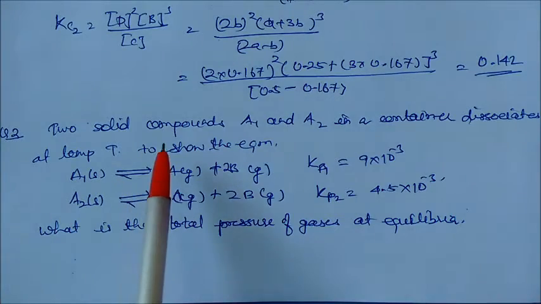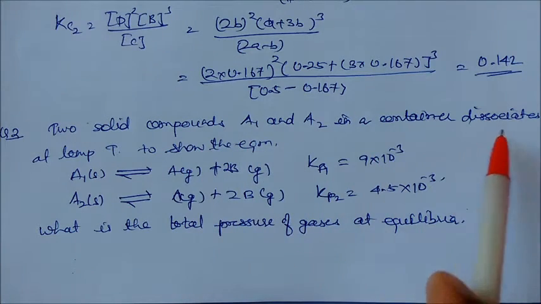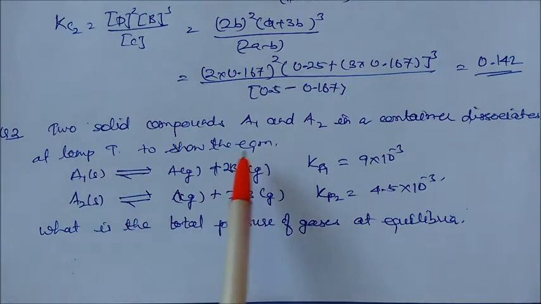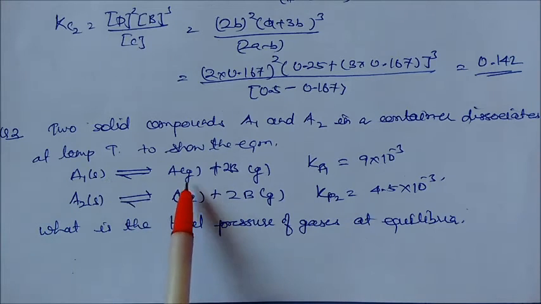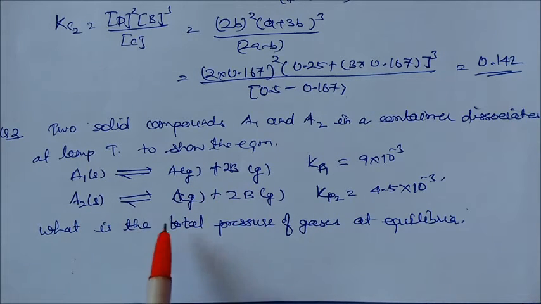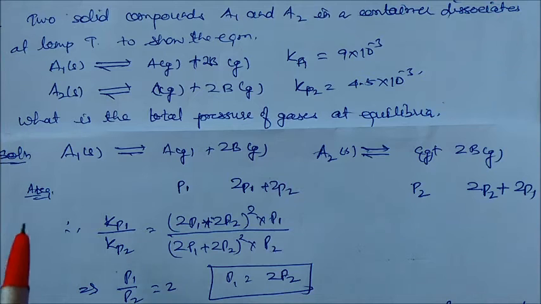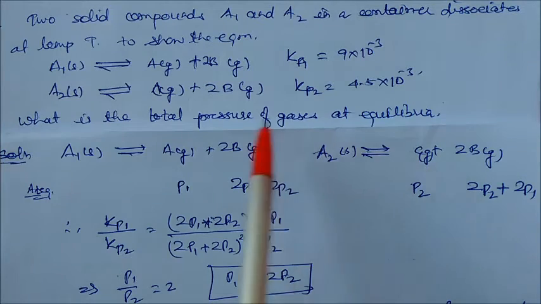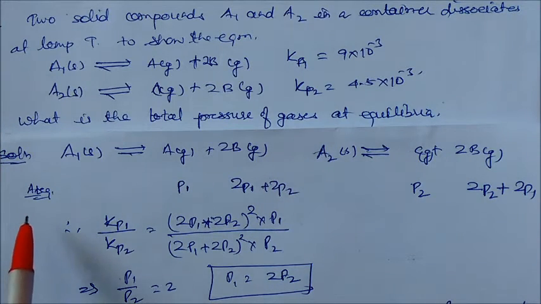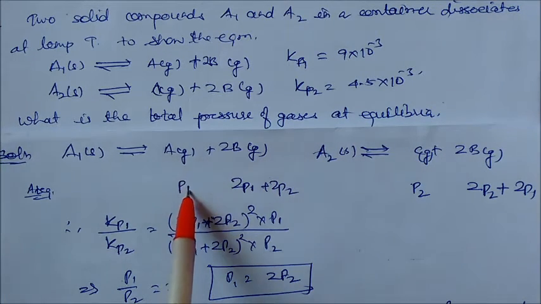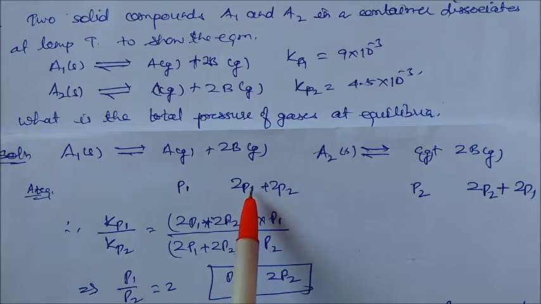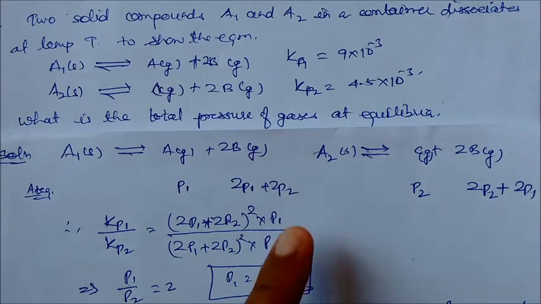So two solid compounds A1, A2 in a container dissociate at temperature T to show the equilibrium. So these are two compounds. A1 is converted into gas 2B, and A2 is converted into C gas and 2B, and Kp1 is given, Kp2 is given. What is the total pressure of the gases at equilibrium? So we have to find the total pressure of gases at equilibrium. So this is the one equation, this is the second equation as per this question. So at equilibrium, this will be your P1 and this will be your 2 into P1. So don't take this one, I am just cutting it.